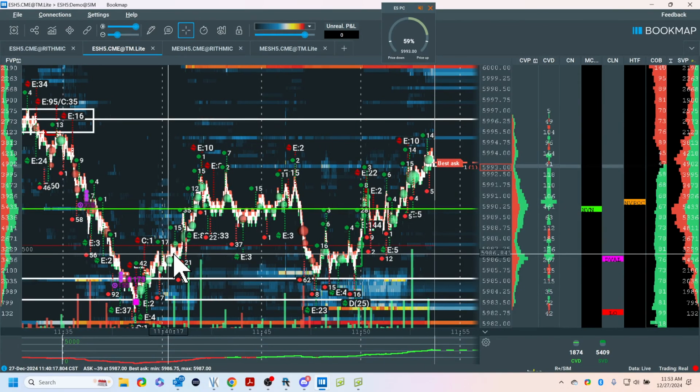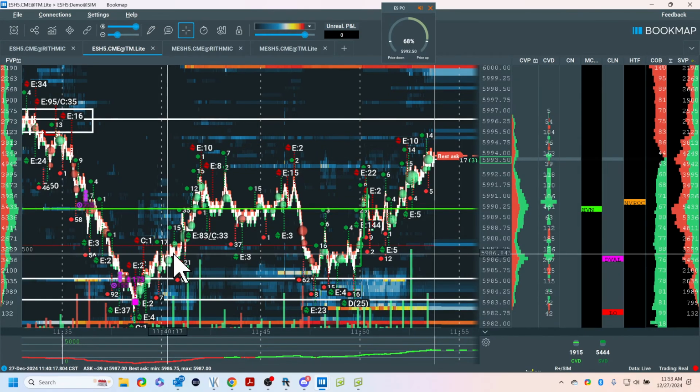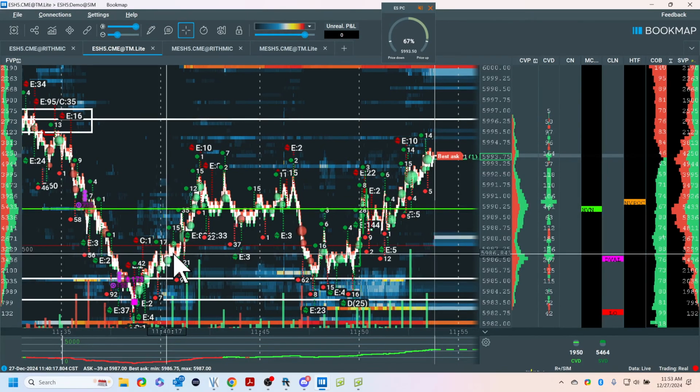GA, adding to positions. That's a little more advanced, and I can't cover it here in the stream.